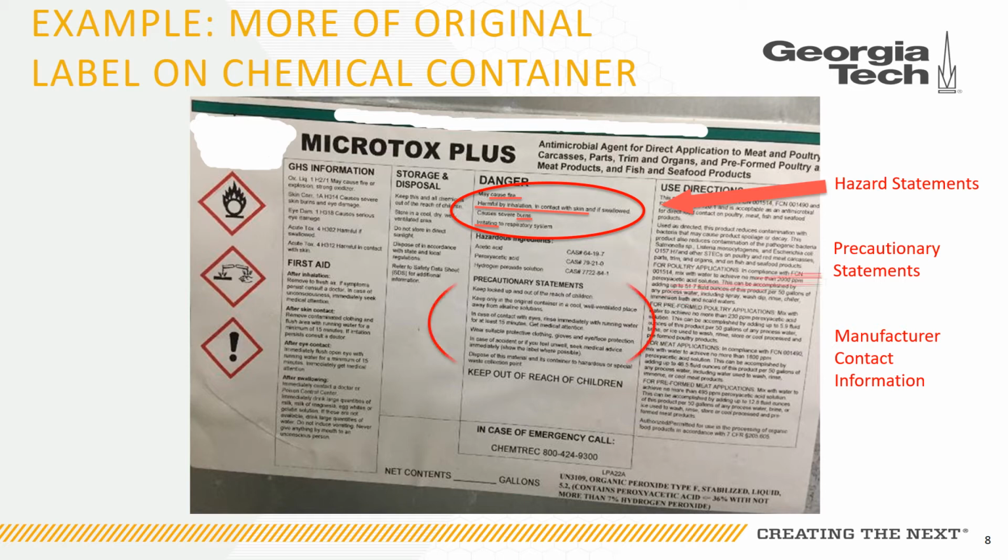The precautionary statements give us simple instructions on what to do to prevent exposure to these hazards and how to handle the chemical appropriately. On this label, the instructions tell us to keep the product in its original container, to wear appropriate protective clothing, gloves, and eye protection, and to flush eyes for at least 15 minutes and then seek medical care if we got it accidentally splashed in our eyes. At the top of the label, you can see the manufacturer's contact information.